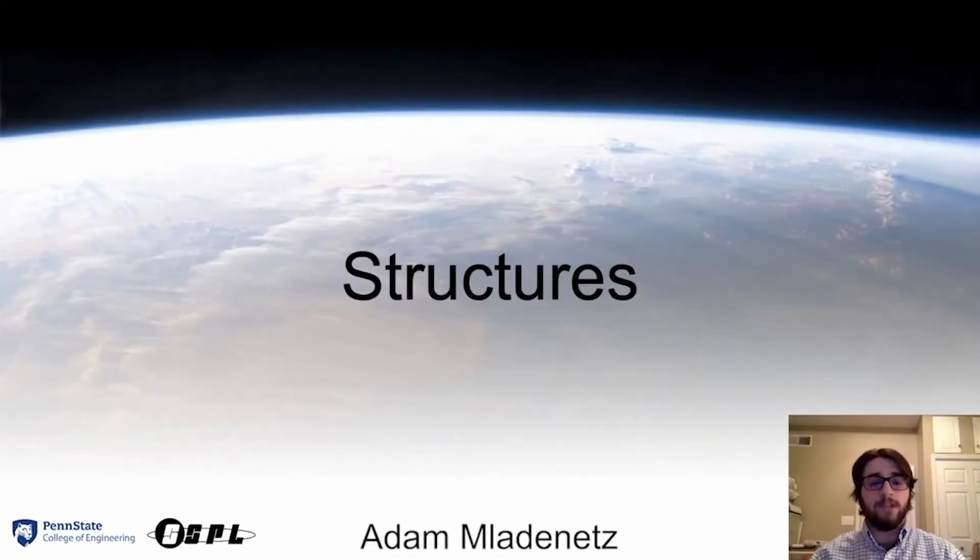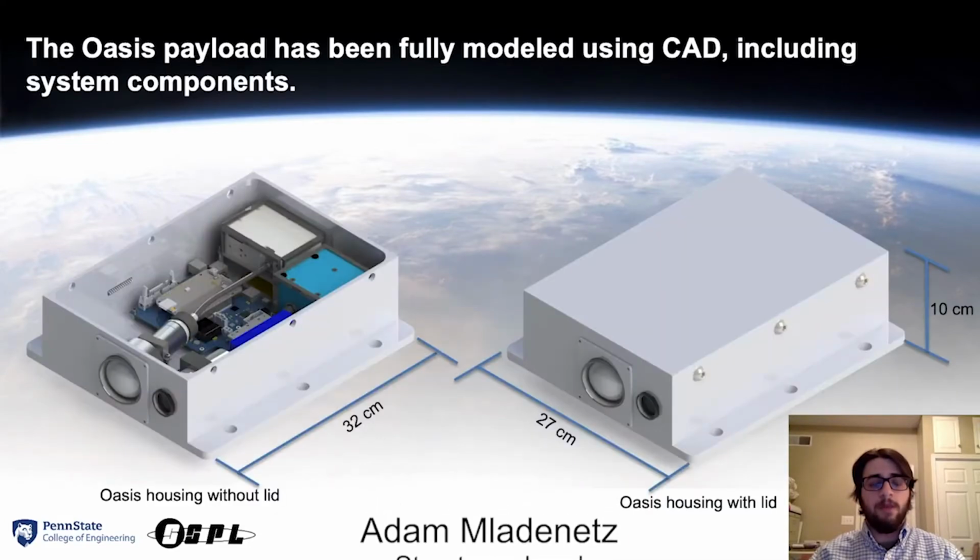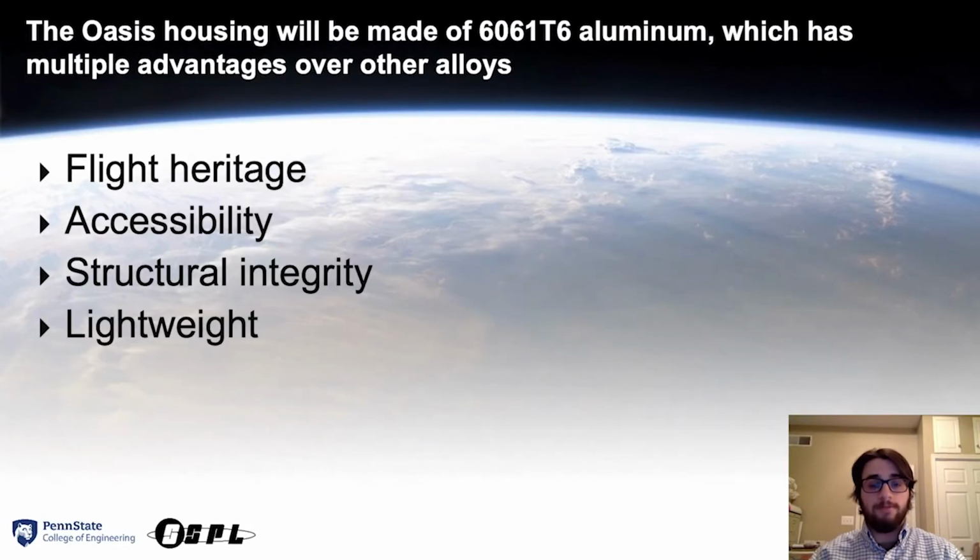In the following section, we will discuss the structural design for OASIS. The OASIS housing consists of a 32 cm by 21 cm by 10 cm box of 6061 T6 aluminum with half centimeter thick walls. There are 2 3 cm wide flanges on the side with 3 evenly spaced mounting holes to secure the housing to the host vehicle. Additionally, there are 3 evenly spaced screws on each side wall to secure the lid.